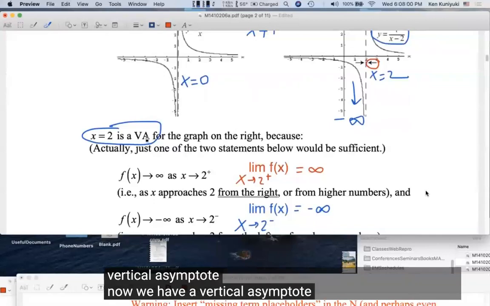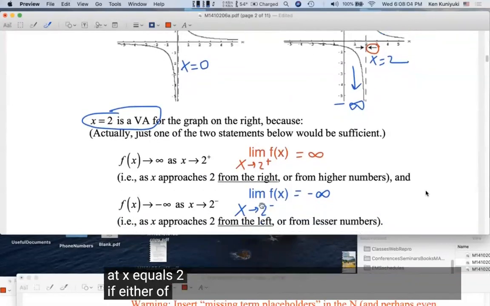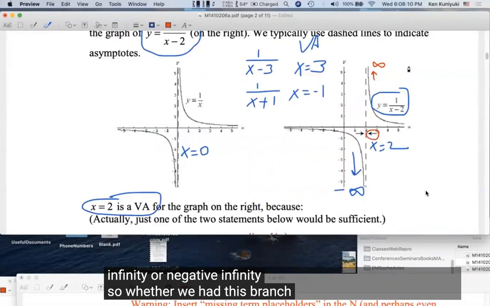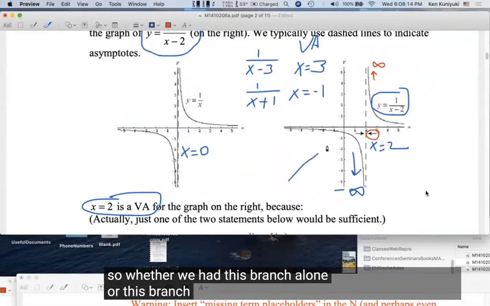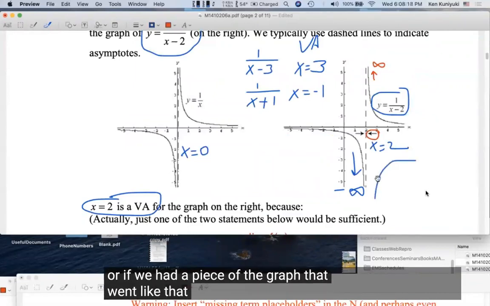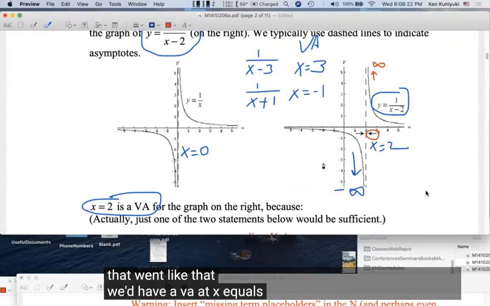Now, we have a vertical asymptote, a VA, at x equals 2, if either of these limits is either infinity or -infinity. So whether we had this branch alone, or this branch alone, or if we had a piece of the graph that went like that, or a piece of the graph that went like that, we'd have a VA at x equals 2.